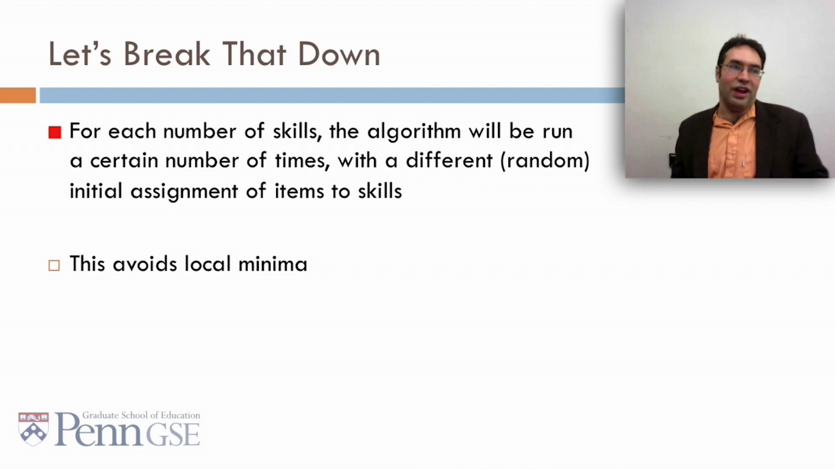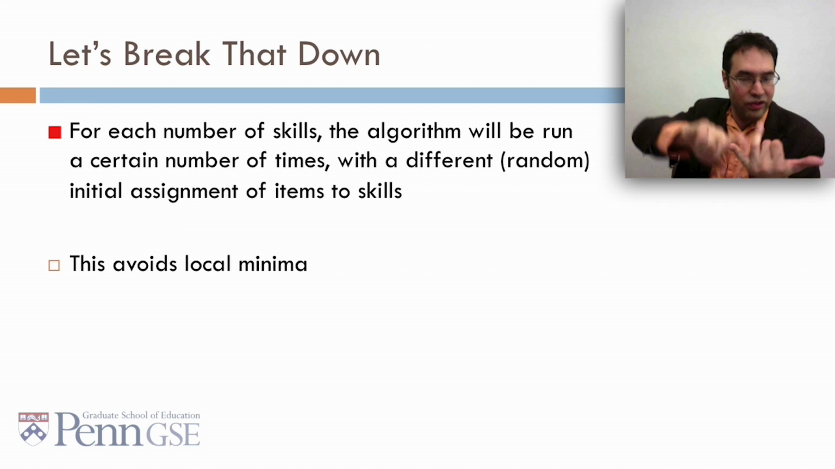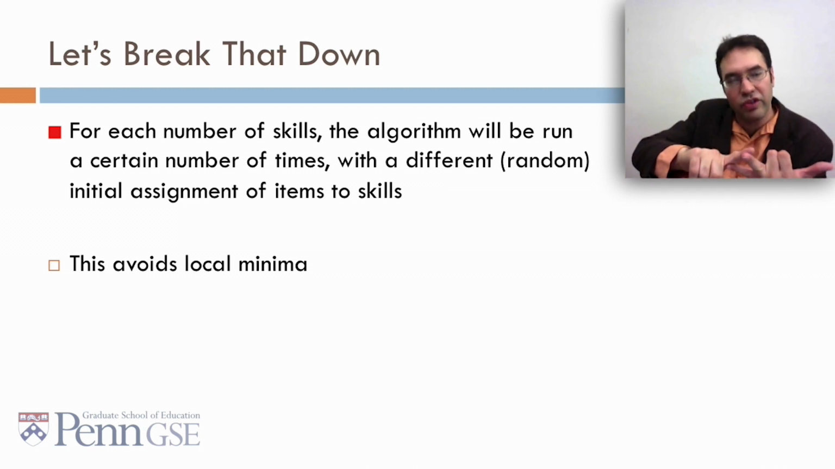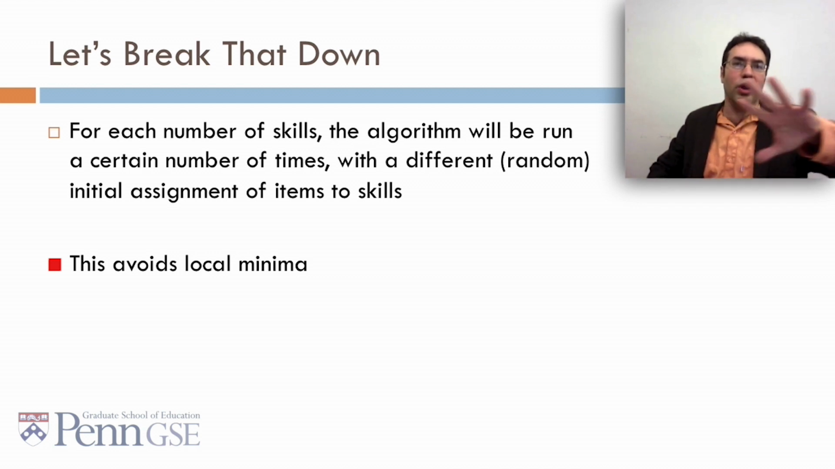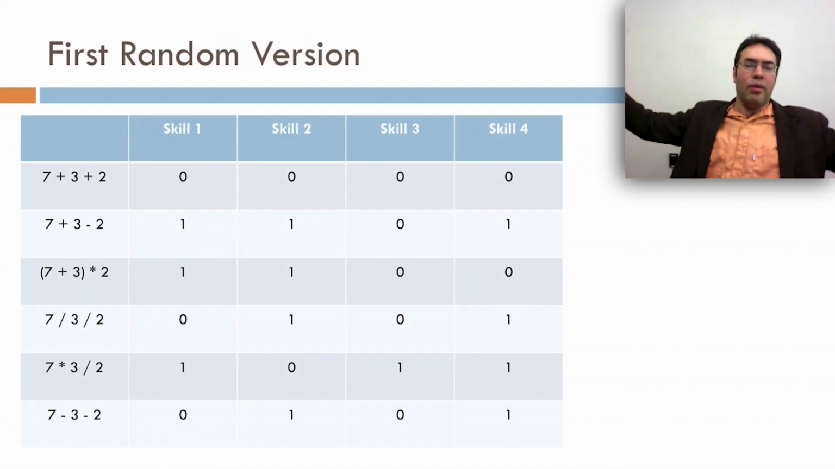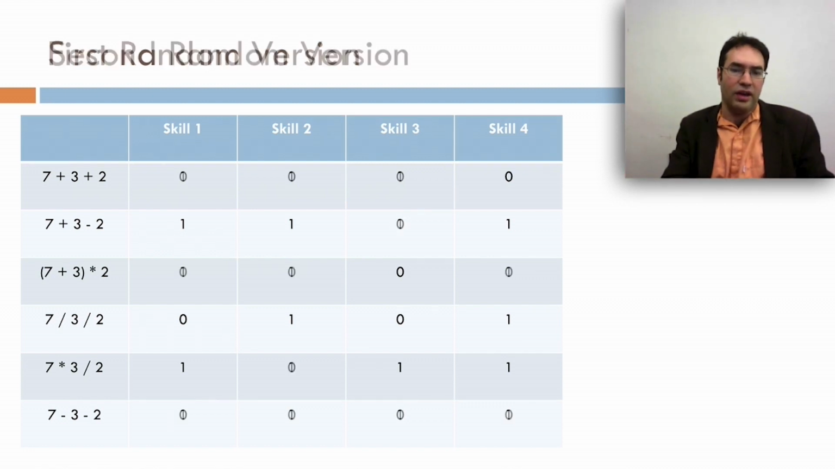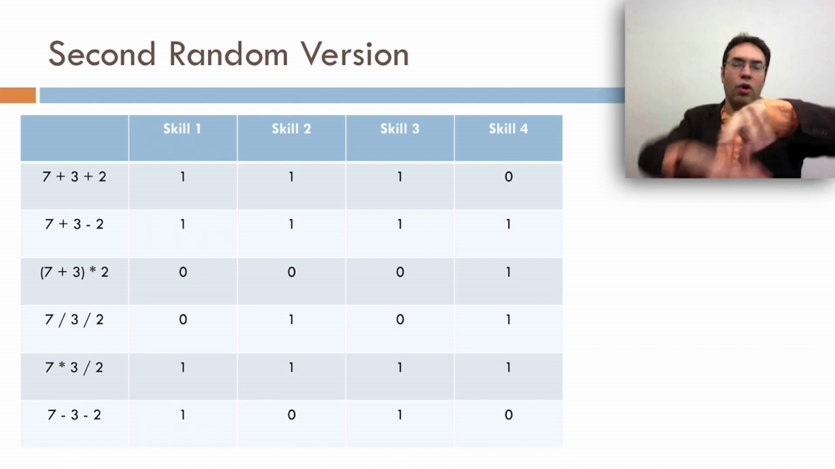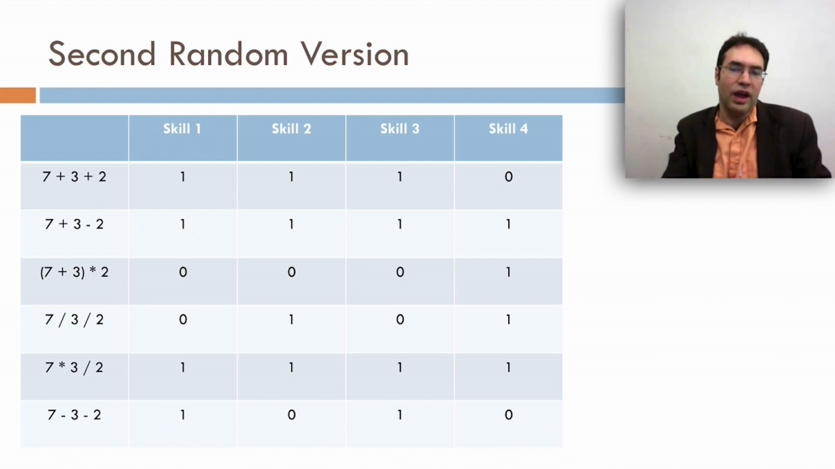What does that algorithm say? Instead of going through the pseudocode, let's discuss what it means. So first of all, for each number of skills, the algorithm is going to be run a certain number of times with a different random initial assignment of items to skills. And this avoids local minima, which we talked about earlier when we talked about the EM algorithm and brute force when we were talking about BKT. So we start with the first random version, completely random about how we assign items to skills. And then the second random version, totally different. We're going to do the whole process for each of these random versions. And they should have no connection to each other except that they have the same number of skills.